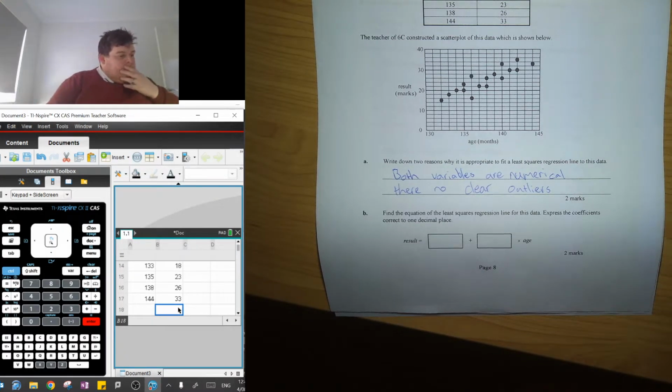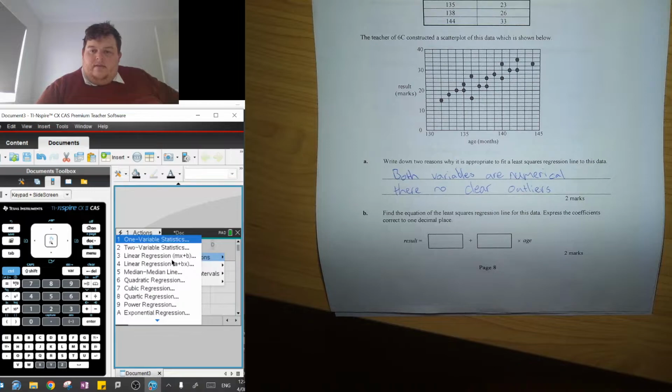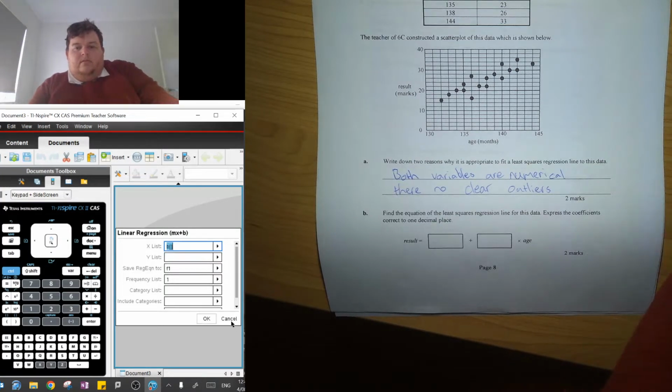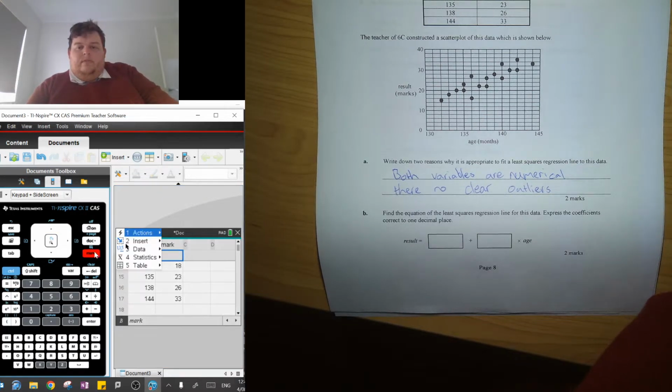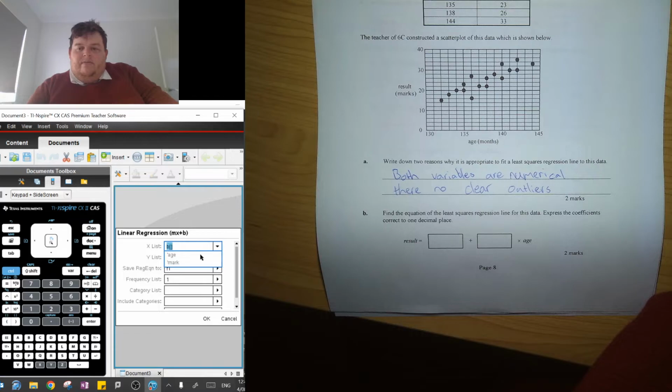Okay, so that's it there. We do our least squares regression again. Now I'm assuming that, I didn't name them again, far out. That's age and mark. So we'd be saying that age is the explanatory variable and may have some effect on their mark.